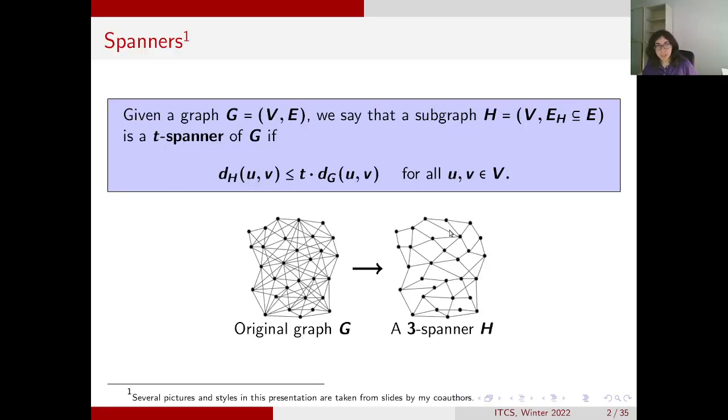Let me start by defining a spanner. Given a graph G, we say that a subgraph H of G is a T-spanner if for all nodes U and V, the distance between U and V in the subgraph is at most T times their distance in the original graph. So our goal is often to have a sparse subgraph that approximately preserves the distances in the original graph. For example, here on the left we have this dense graph, and on the right-hand side we have a three-spanner of it that is sparser, and between every pair of nodes the distance is at most 3 times the distance in G.